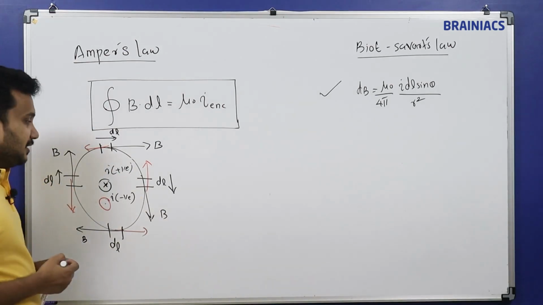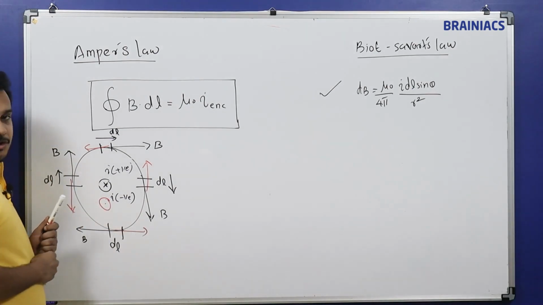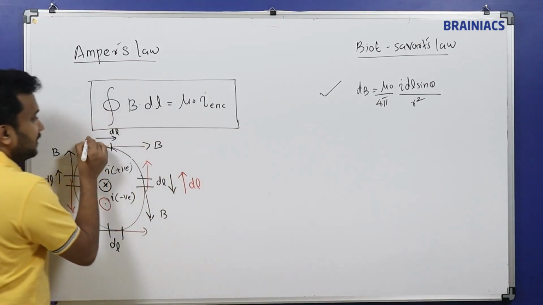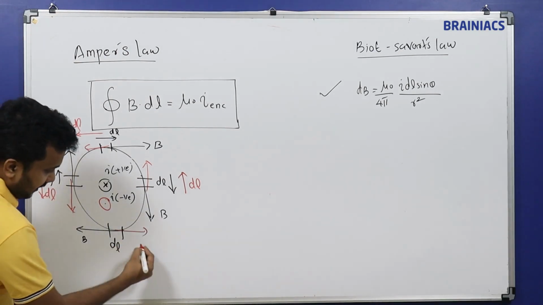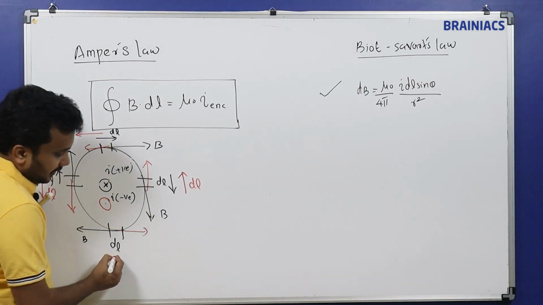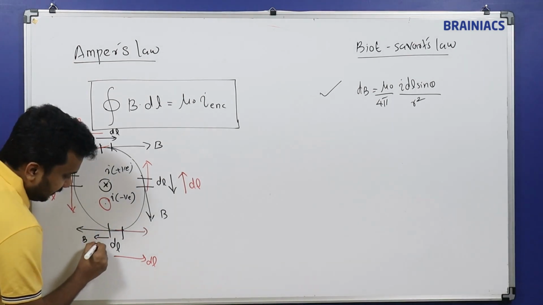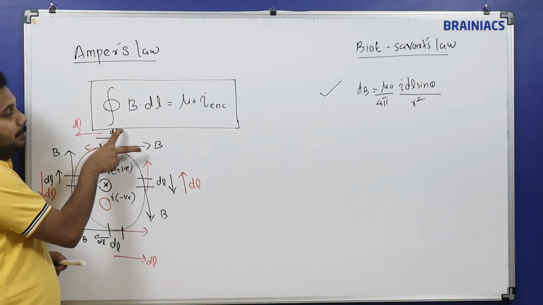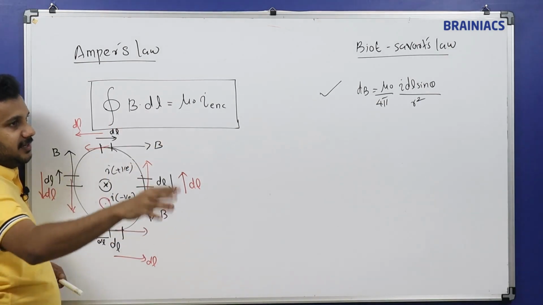Now we'll take another case. Current direction is changed, which means dl direction is also changed. In some other cases, current direction changes, so dl direction also changes. So this is the B direction, and here the dl direction also changes. Previously we had one dl in this direction, and now the dl direction changes. Now if you see the black lines, B is in the direction, dl in the same direction, B dl cos theta, theta equal to 0 degree.